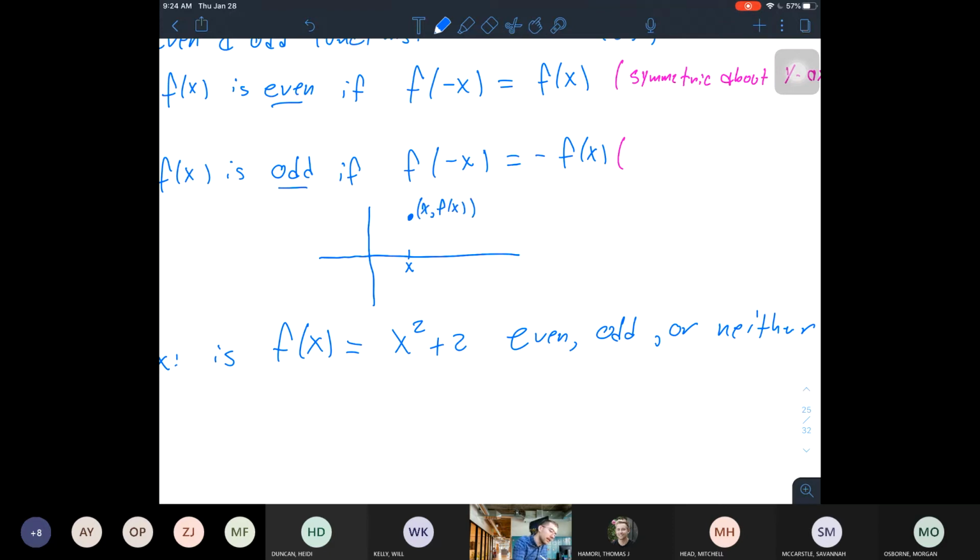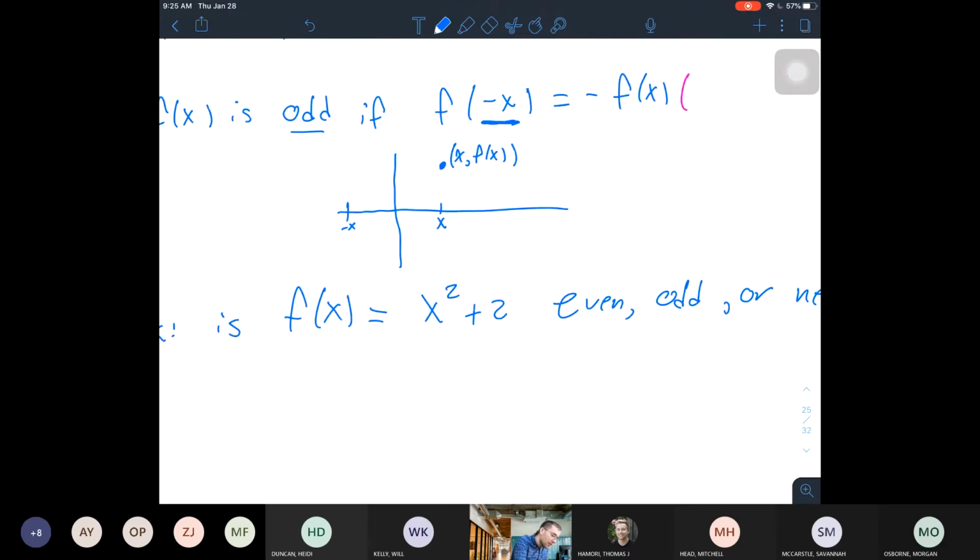we're saying that if we plug in the value negative x, so let's find negative x, that would be over here on the left side. What we're saying is that if we compute the value of the function at negative x, we're going to get the negative of what we got when we computed it at x. So here should be the point negative x comma f of negative x. And that should be true for all points on our function.